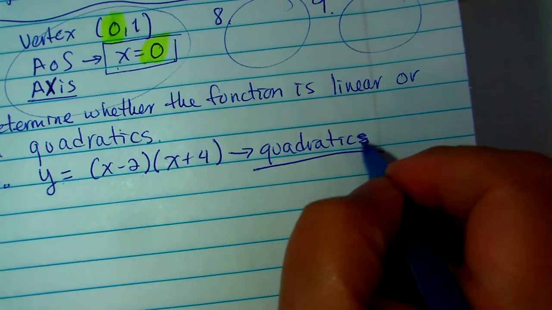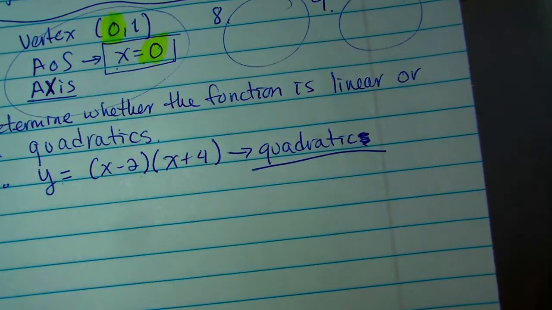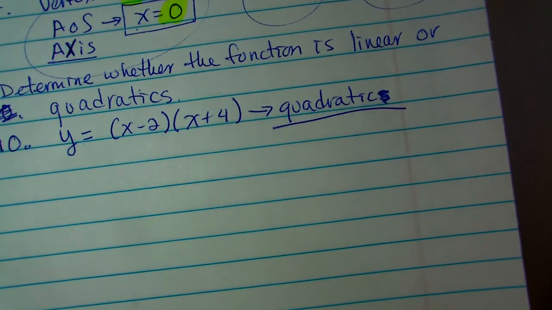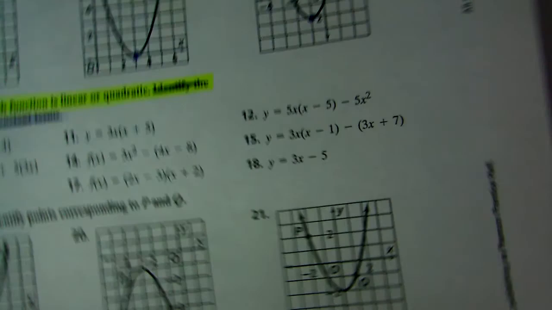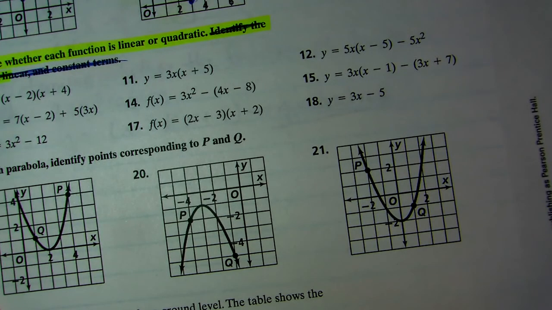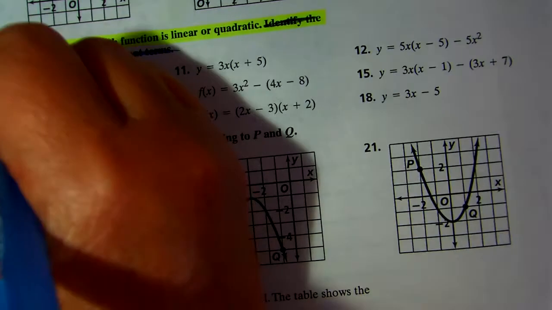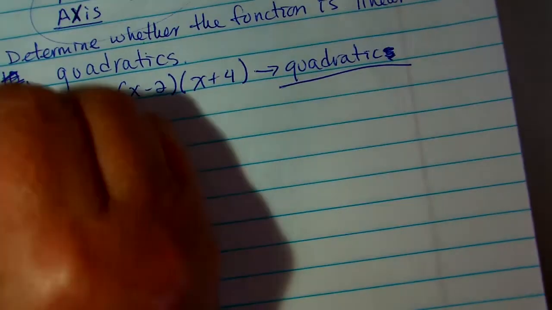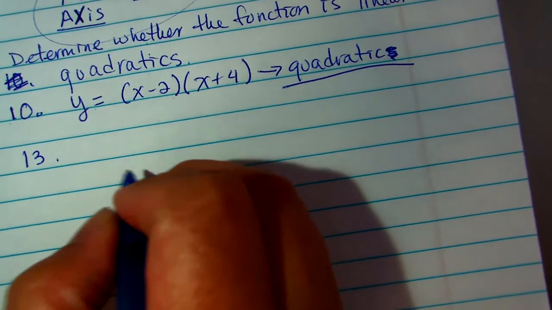Sorry, just quadratic. Quadratic. Okay. Let's see another one. Let's do another one. Let's do, for example, so we got number 10. Let's do this one, number 13. Let's do number 13. Okay, number 13. Let me copy it.